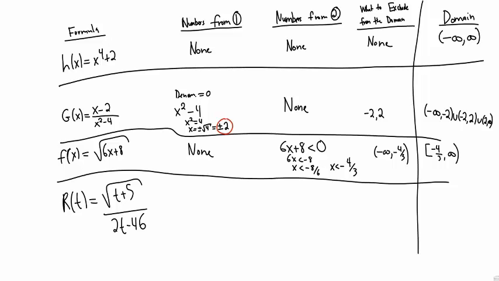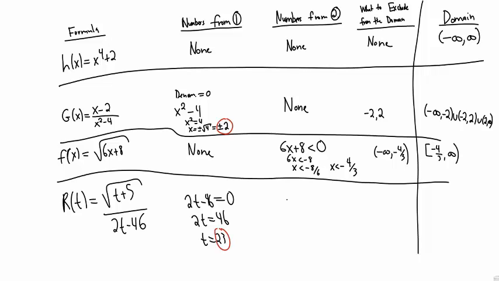What about this last example? Here is a formula that has both the denominator and a radical of even index in it. Let's see what happens. First, case 1. Set the denominator equal to 0. Solve for the variable, which here is t. Doesn't have to always be x. You get t equals positive 23. So we know we'll exclude that.